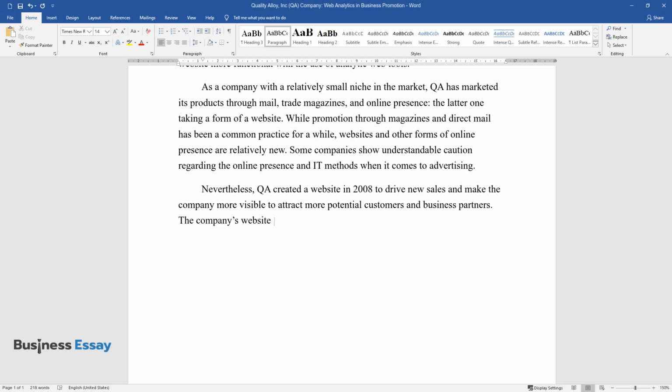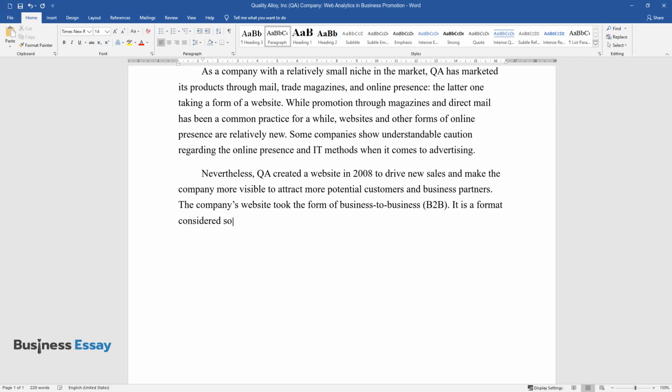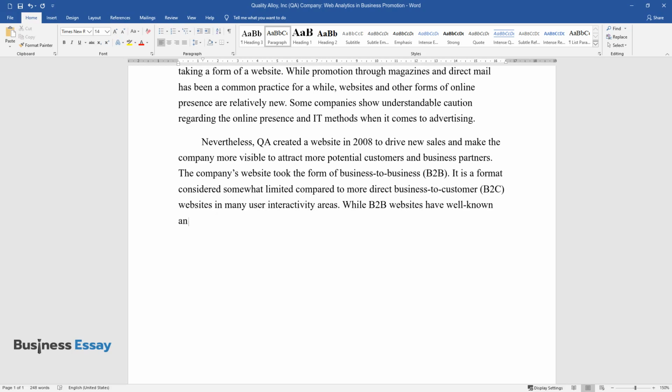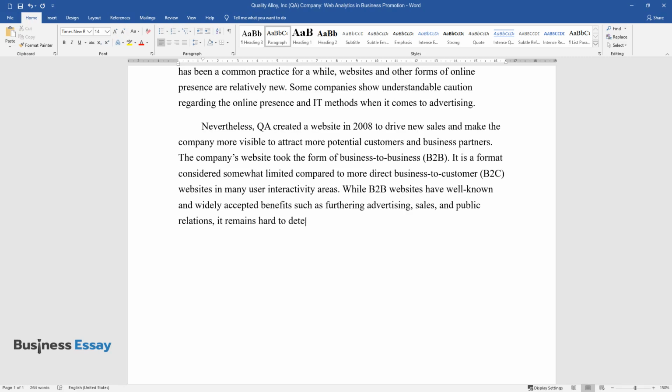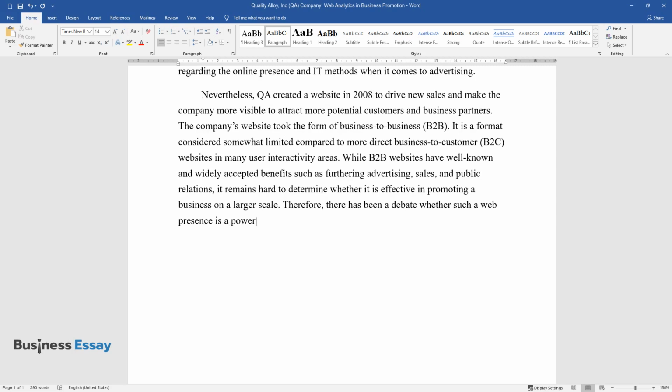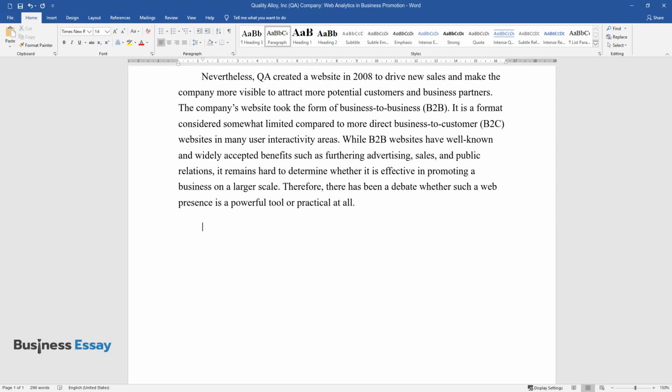The company's website took the form of business-to-business, B2B. It is a format considered somewhat limited compared to more direct business-to-customer, B2C, websites in many user interactivity areas. While B2B websites have well-known and widely accepted benefits such as furthering advertising, sales, and public relations, it remains hard to determine whether it is effective in promoting a business on a larger scale. Therefore, there has been a debate whether such a web presence is a powerful tool or practical at all.